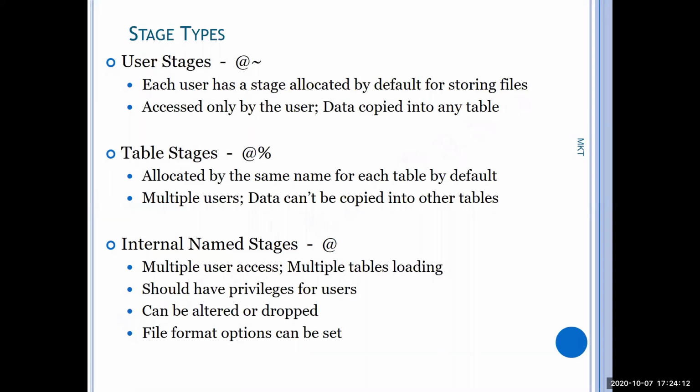You cannot alter or drop the user stage and table stage, but internal named stages can be altered and dropped. You can also set options on the file format. You know what a file format is; I have told you how the system can identify the format of a file. That is what we mention in the file format. We can allocate a file format to the stage itself when creating it. So all the files inside the stage will be considered in this format by default when you are copying. That is what internal named stages are.